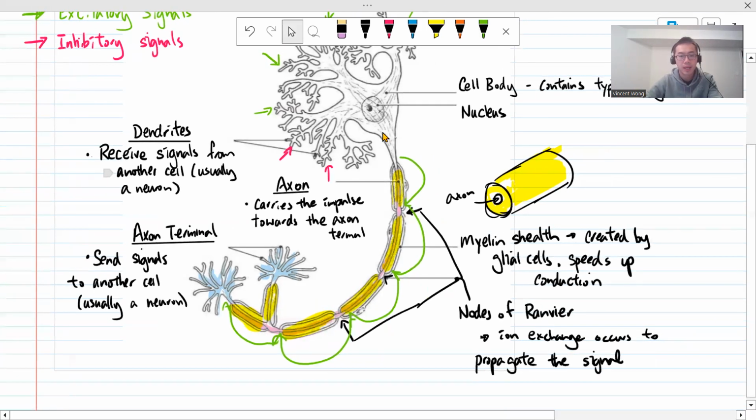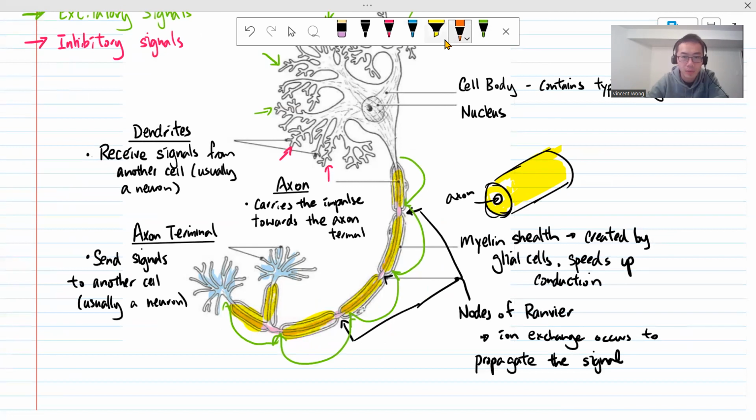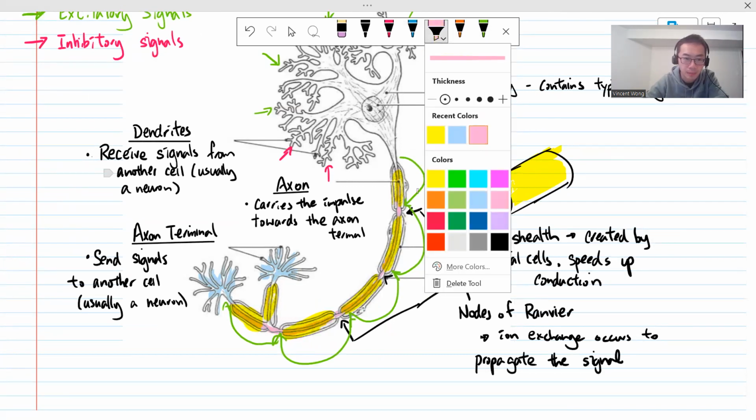A quick question. Does the axon go right to the end of the axon terminal? Yeah, it goes all the way. It goes all the way. Okay. Yeah, right here.